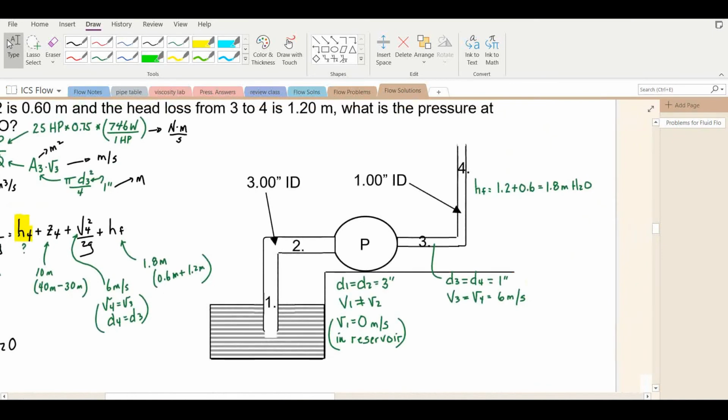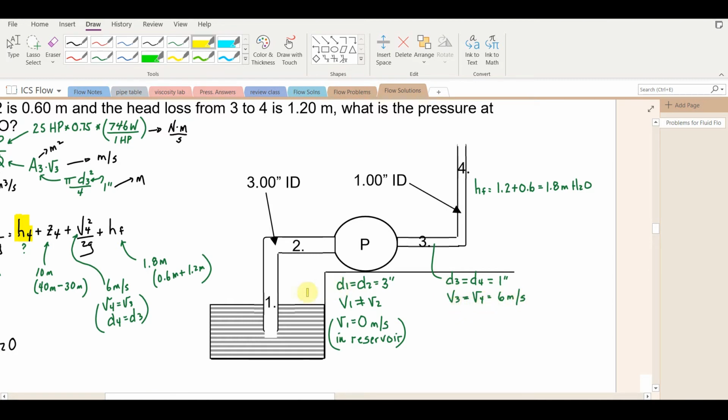So I've written some terms in here. Notice that the total head loss described was 1.2 meters of water and then 0.6 for a total of 1.8 meters of water head loss, pressure drop. The diameter at point 3 and 4 is the same, 1 inch. The velocity at 3 and 4 is the same, 6 meters per second.